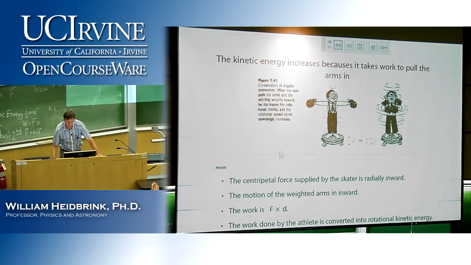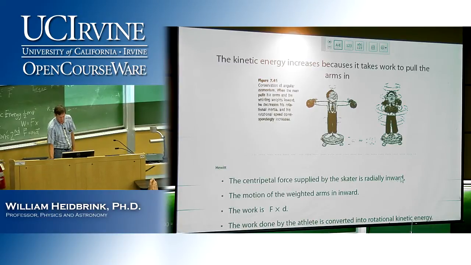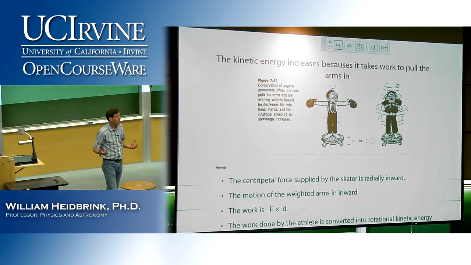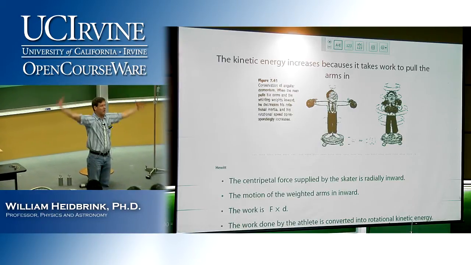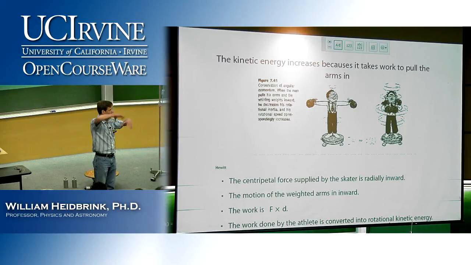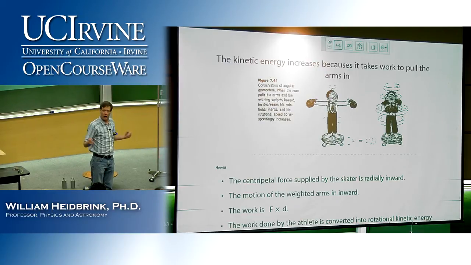Centripetal force supplied by the skater is radially inward. The motion of the weighted arms is also inward, so the work, force times distance, is positive. The work done by the athlete comes from where? Dennin was also trying to encourage you to think about the total system, and the whole system is isolated here. So I do work. What's the reservoir of work that I call upon in order to be able to pull those weights in?